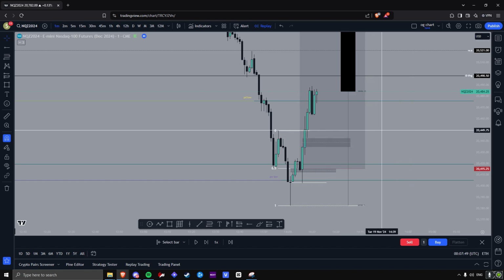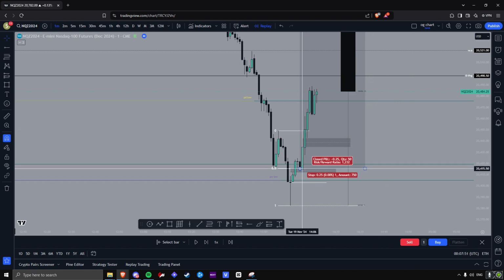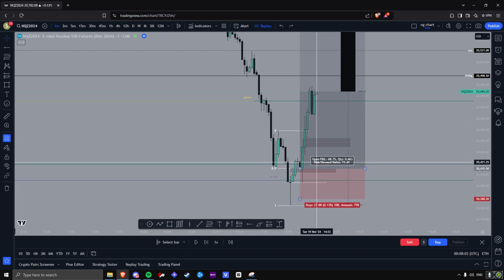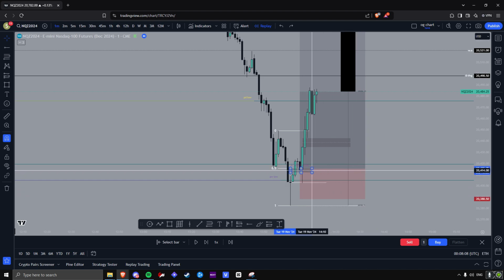Honestly, you can go break even. Because if the trade does pull back all the way to here and then ends up invalidating, like it ends up stopping you out, you're at break even anyway, and that's all that matters. Because if it comes back, it's not going for another test of this zone. You will just be stopped out.